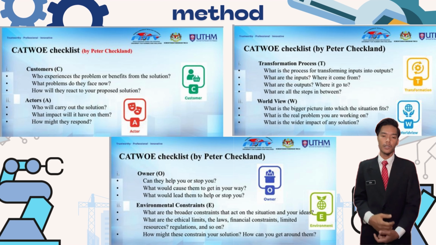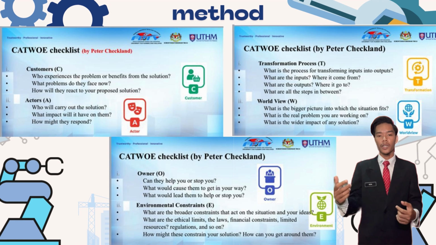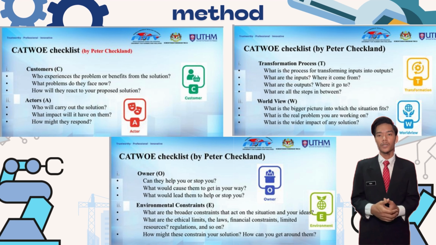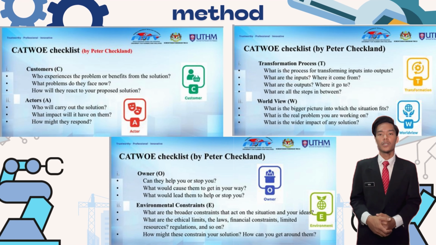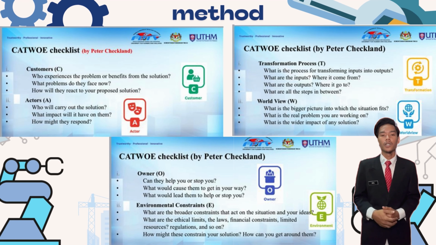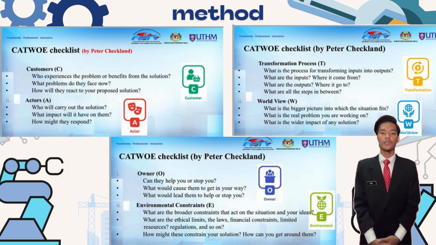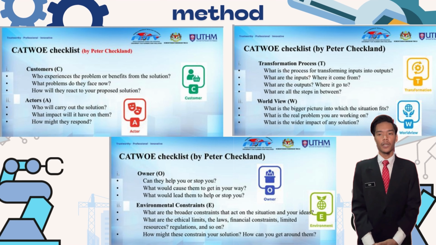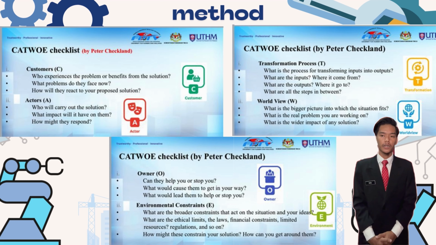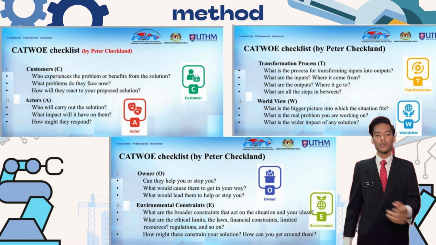Okay. Next slide is you can see our method we use to get information for our customer is CATWOE. CATWOE stands for C is customer, A is actors, T is transformation process, W is worldview, O is owner, and E is environment constraints. So let's go to the next slide.